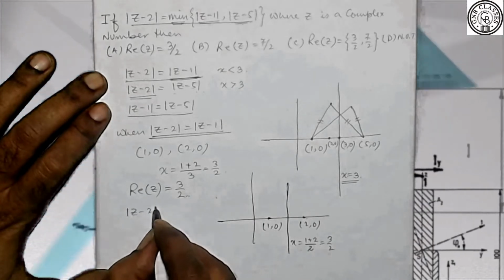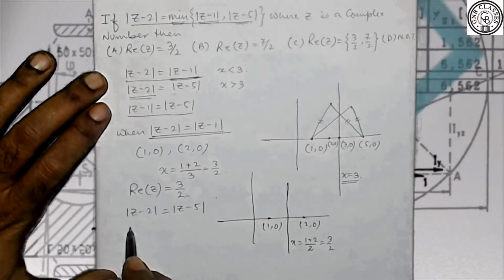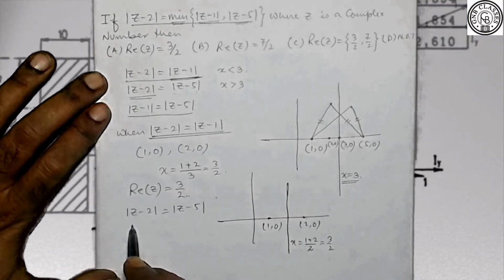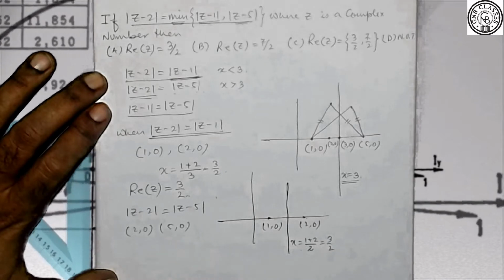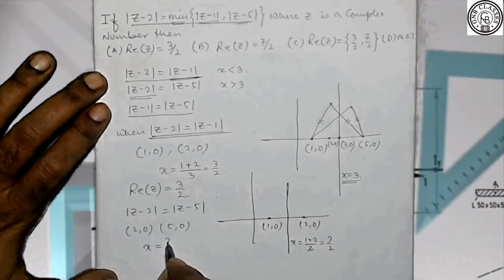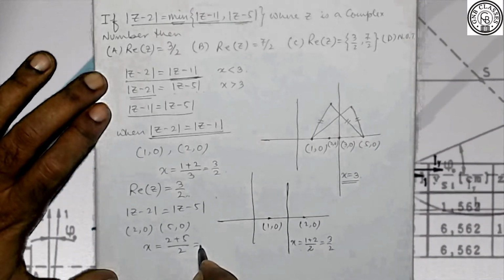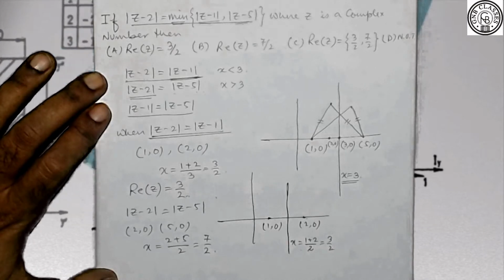When mod of z minus 2 is equal to mod of z minus 5, then the variable point z will lie on the perpendicular bisector of the line joining 2, 0 and 5, 0, and whose equation will be x equals 7 by 2. Yes or no? Tell me yes or no.